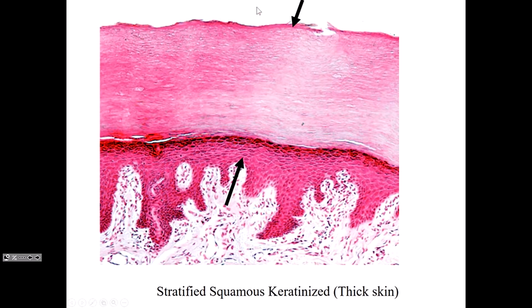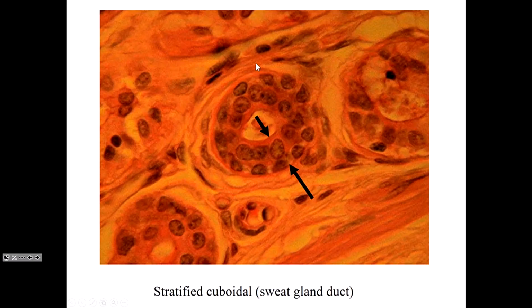Okay, again, this is the epidermis. You can see multiple layers of cells. There's only one basement membrane down here. There's no intervening basement membrane here. And all of these layers of cells are now becoming squamous. So stratified squamous, keratinized. Here's an example of stratified cuboidal.